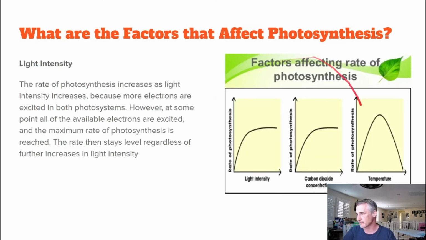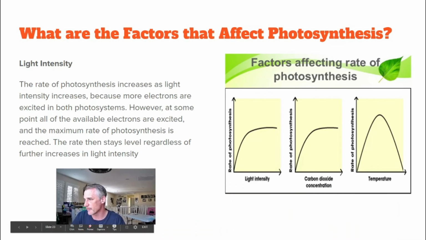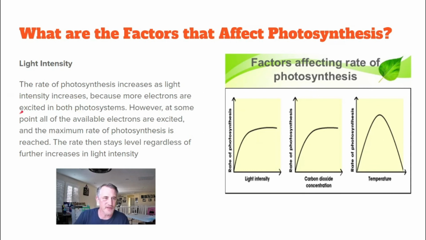Okay. So I'm gonna move myself over here real quick so you can see the graph a little bit better. So if you take a look, the rate of photosynthesis increases as light intensity increases because more electrons are excited in both photosystems. However, at some point, all of the available electrons can get excited. Now, we're looking just at light intensity here. This is that first graph. And if they're all being used, if they're saturated, if light intensity can't make the electrons that are getting excited work at any faster rate, then you'll notice that the graph kind of flattens out.